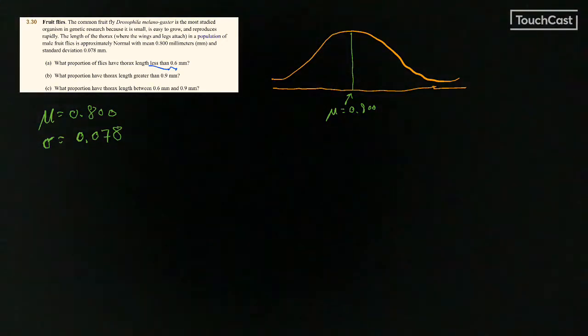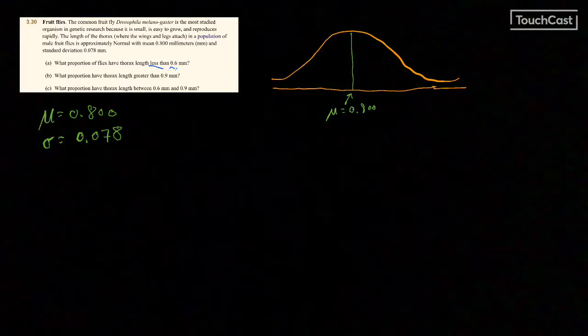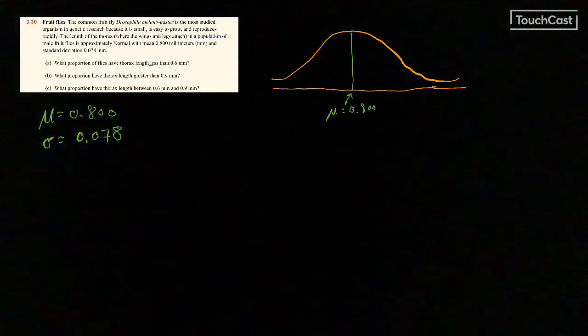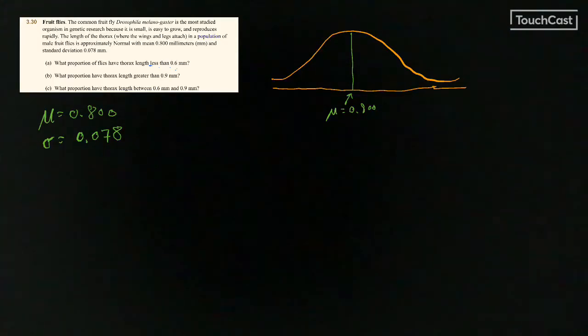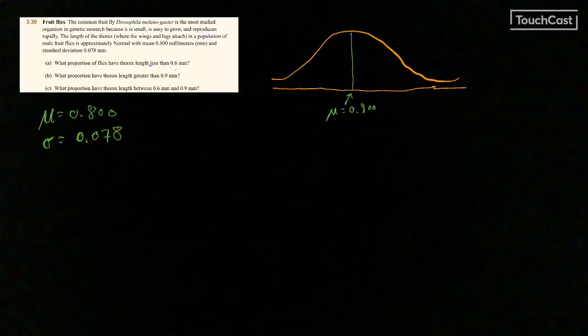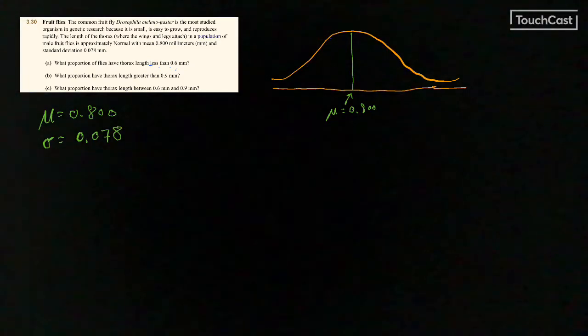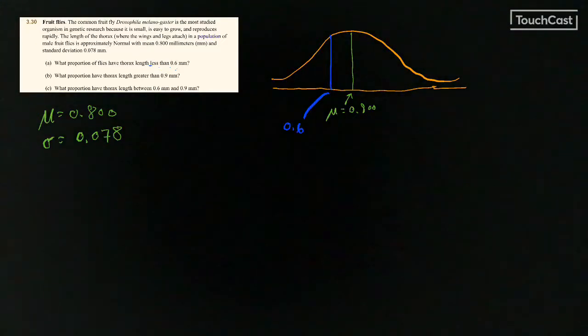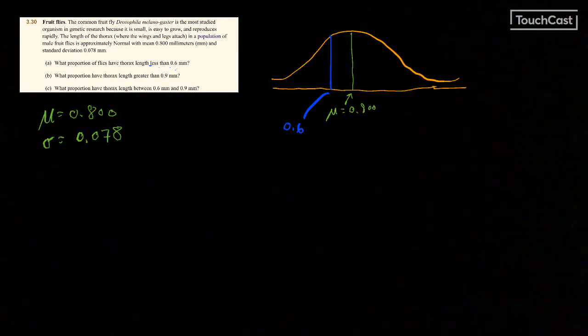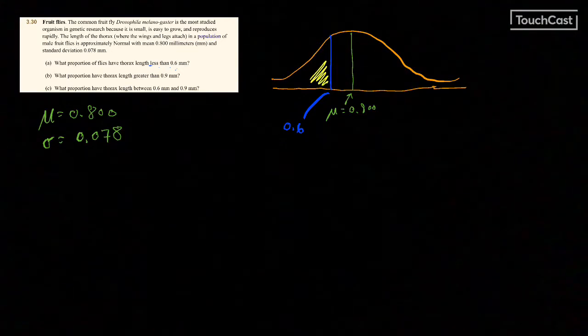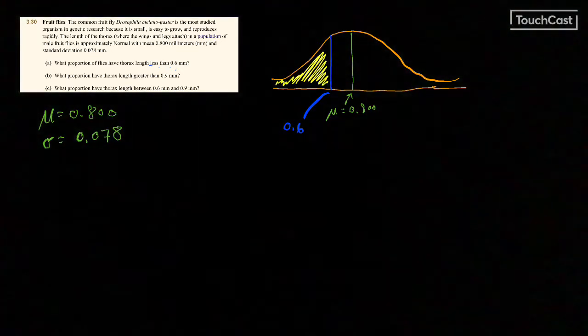So I look at this and I say, okay, well I can draw that, right? I can draw that, so I'm going to do that now. 0.6 is less than our mean, so 0.6 is going to be somewhere over here. And what they're asking us to calculate is the area that's less than that. This is really what we're trying to figure out: what's the percentage or proportion that fall at or below 0.6.